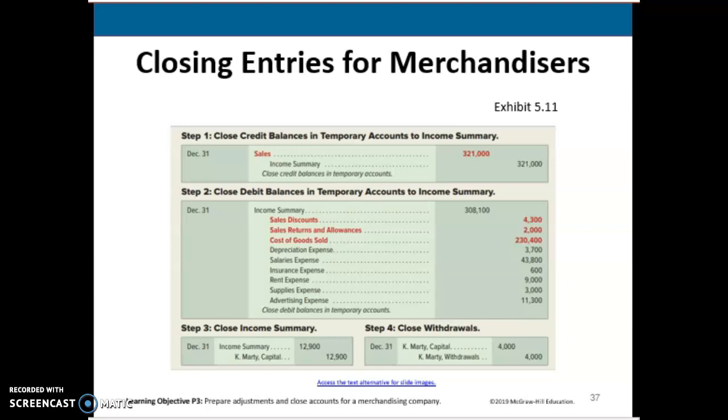The other ones that we're closing: we have a new expense account that doesn't say expense, cost of goods sold. It is an expense account. And then we also have two contra revenue accounts. Because they follow the same normal balances as expenses, we're going to close them with the expenses. So we're going to add in not only expenses, but also sales discounts, sales returns and allowances into that temporary closing entry and close it to income summary. So that's the new part with Chapter 5.